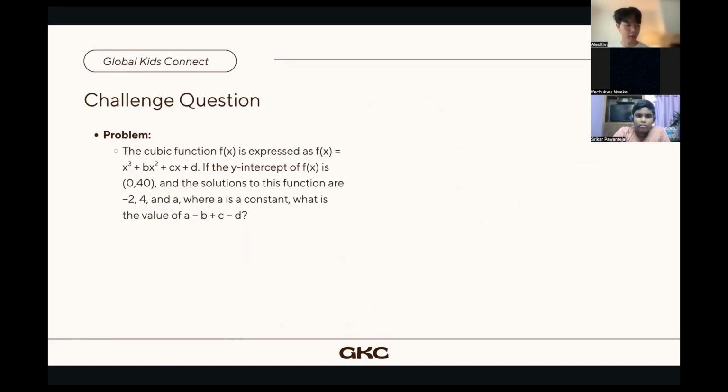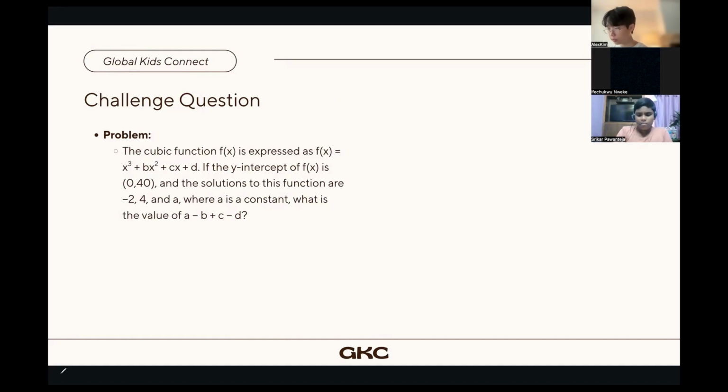To our final question, the challenge question of today. Quickly going through, the problem states the cubic function f of x is expressed as f(x) equals x to the power of 3 plus bx squared plus cx plus d. If the y-intercept of f(x) is (0, 40), and the solutions to this function are -2, 4, and an unknown value a, where a is a constant, what is the value of a minus b plus c minus d?